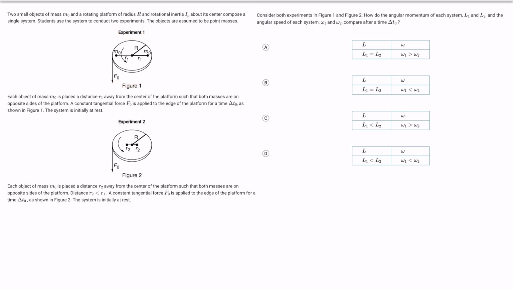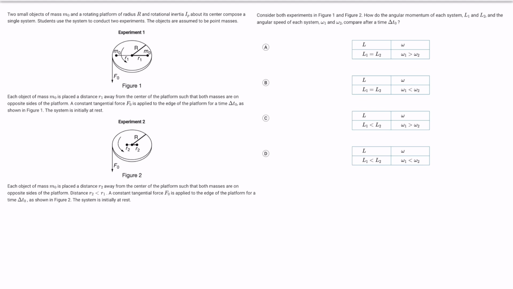The system was initially at rest, so it initially had no velocity or momentum or anything like that. Then for experiment 2 in figure 2, each object of mass m0 is placed a distance r2 away from the center of the platform, such that both masses are on opposite sides of the platform. Now in experiment 2, r2, the distance that the point masses are from the axis of rotation, is less than in experiment 1. So r2 is less than r1. A constant tangential force F0, the same F0 as in experiment 1, is applied to the edge of the platform for the same amount of time delta T0, as shown in figure 2. The system was also initially at rest.